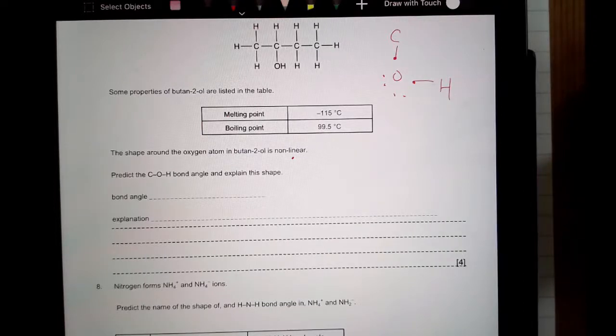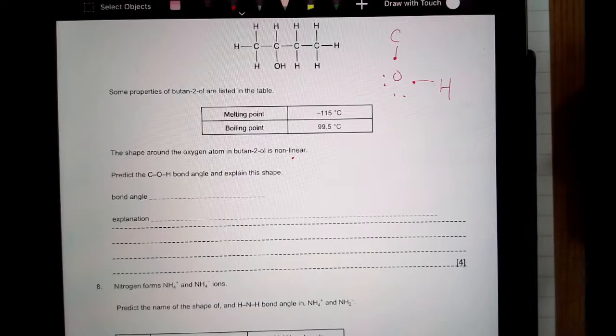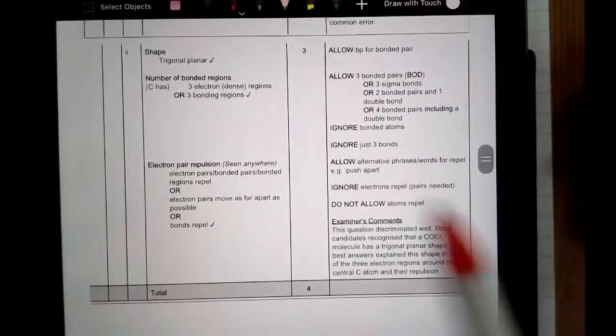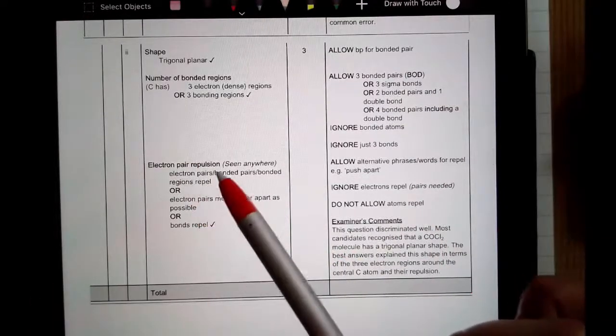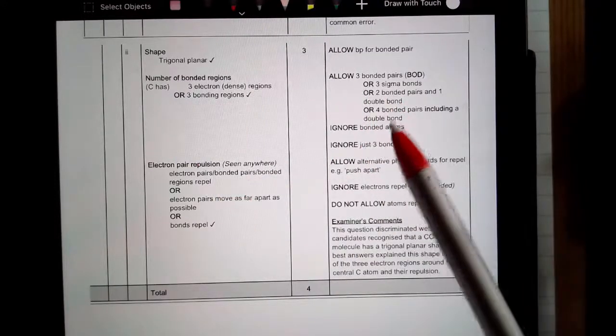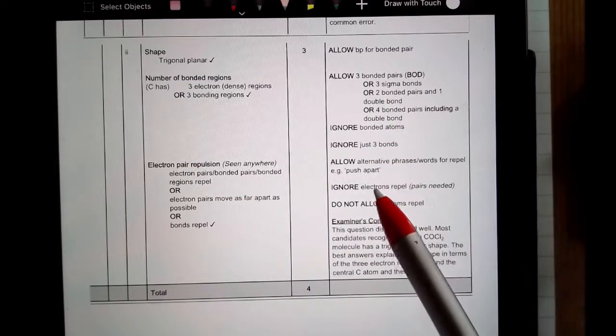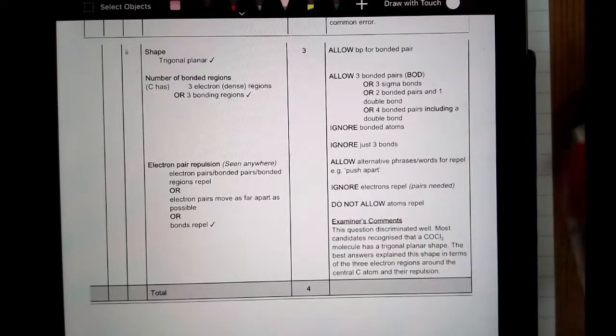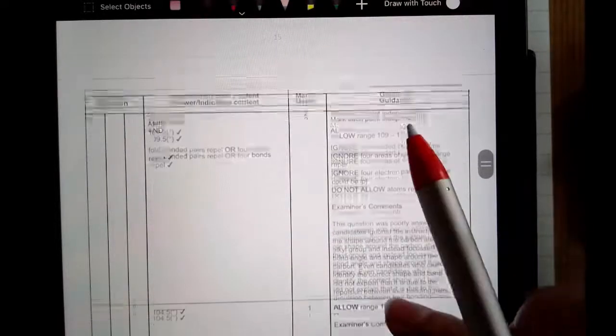So you say the electrons around the central atom, and then you say electron pairs repel, and lone pairs repel more than bond pairs. If you actually look at all the mark schemes for all of these, they're really particular about what they will and won't accept. So you have to talk about the electron pairs repelling, but you can't talk about electrons repelling. It has to be electron pairs repelling. You also can't say atoms repel. It's specifically the electrons.